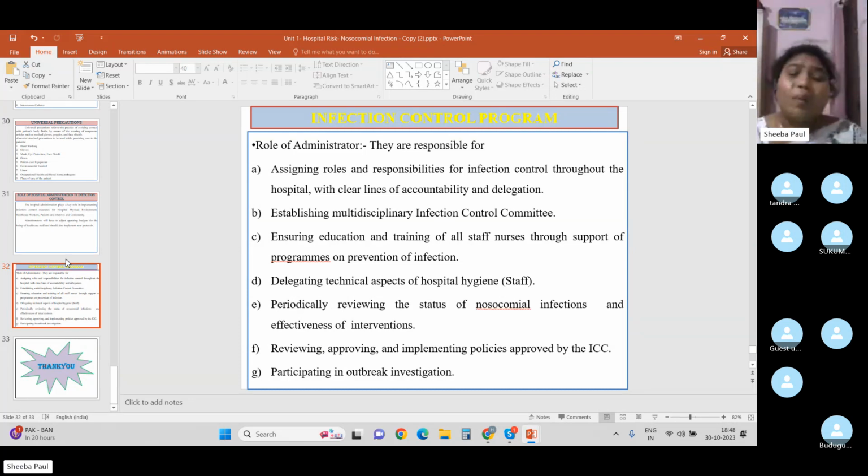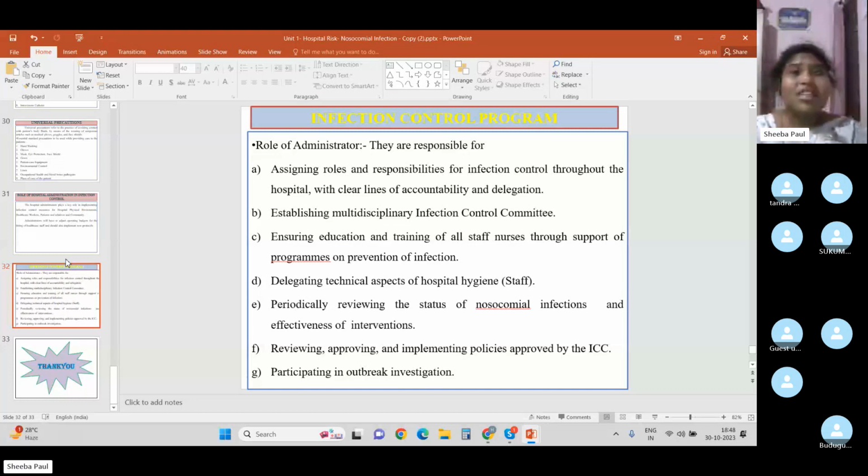Then reviewing, approving, and implementing policies approved by the ICC. So ICC is nothing but the internal committee of hospitals that especially concentrates on infection control, which actually focuses on implementing the newer protocols, reviewing the newer protocols, and resolving the flaws that happened before. And then participating in outbreak investigation.